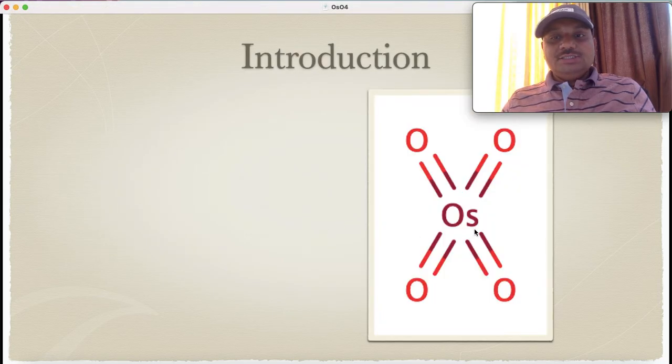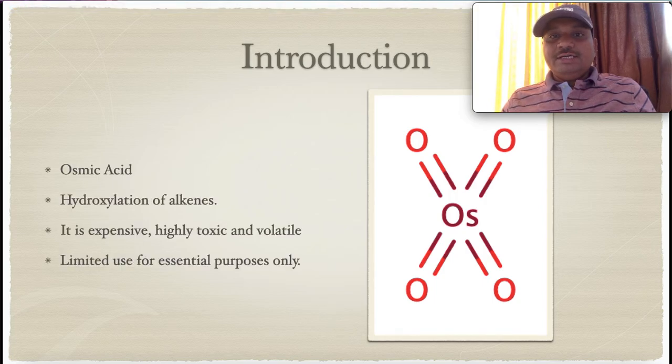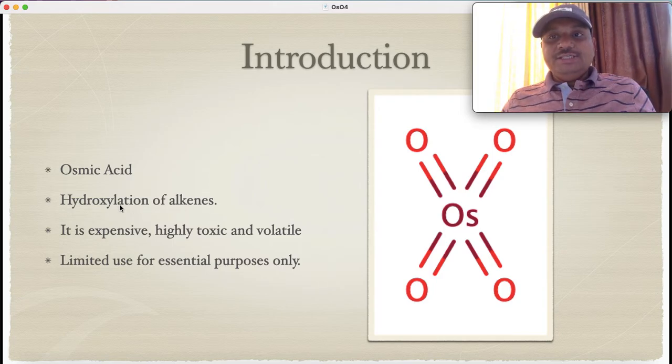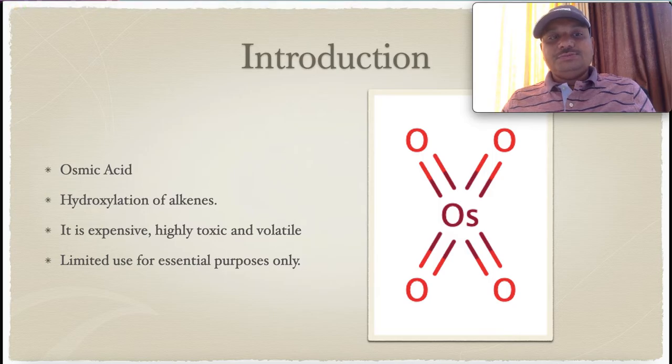This is the structure of osmium tetroxide, in which the metal osmium is doubly bonded to 4 oxygen atoms, that is OsO4. Osmium tetroxide is also known as osmic acid. It is used for hydroxylation of alkenes. Hydroxylation means the addition of hydroxy groups.